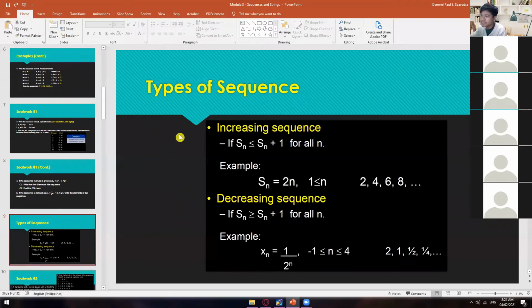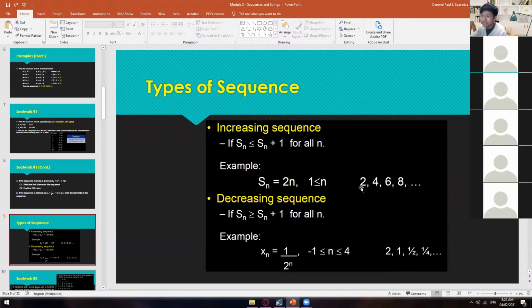So next one is types of sequence. We have 2 types of sequence: the increasing sequence and the decreasing sequence. As you can see, this one is very obvious and self-explanatory. An increasing sequence is any pattern as long as it's increasing. So this is a sequence wherein it's increasing: 2, 4, 6, 8, 10, 12, 14, and so on and so forth.